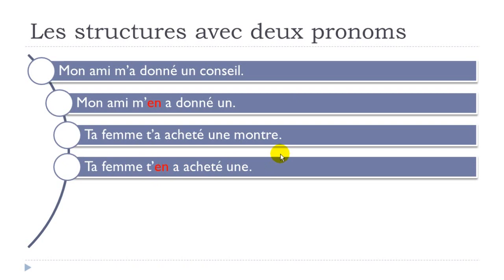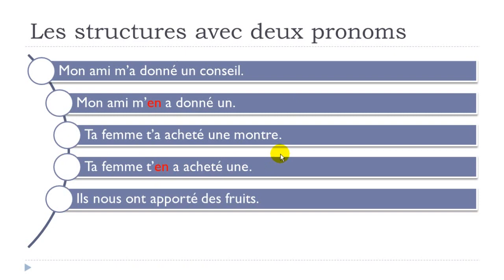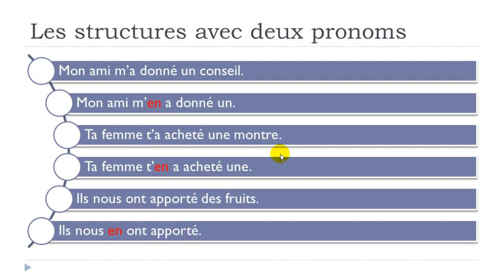All right. And then, ils nous ont apporté des fruits. All right. Same thing. Ils nous en ont apporté. So, nous first, then en. And after that, you put your verb. So, same rule here. It's composed. So, you've got two parts, but still, it's only one verb here.